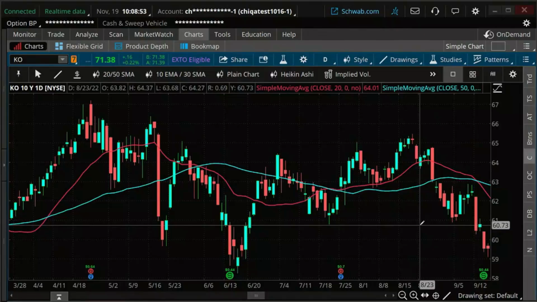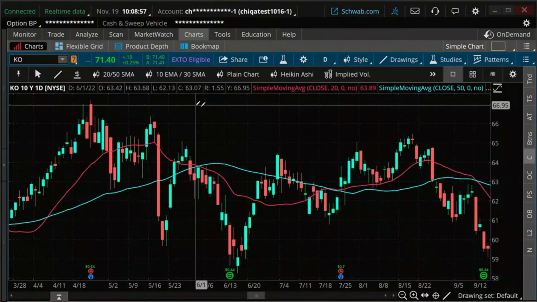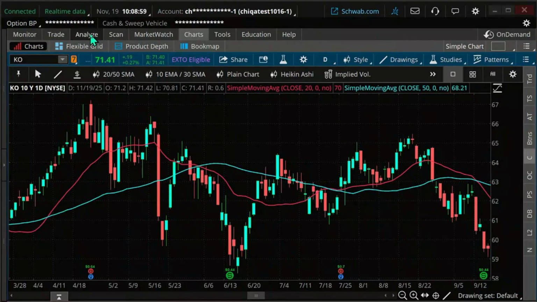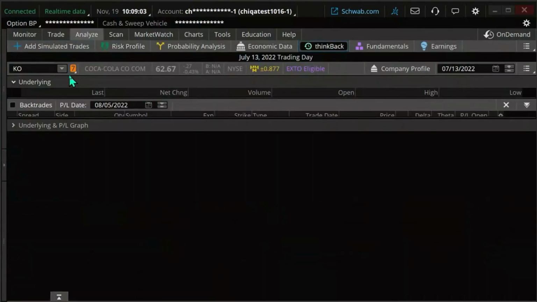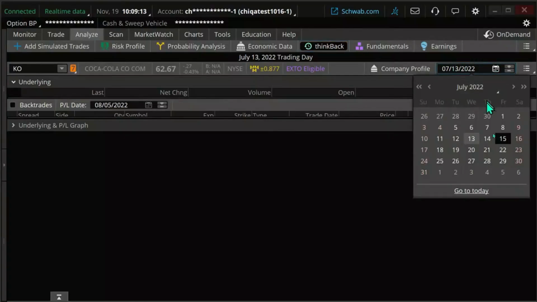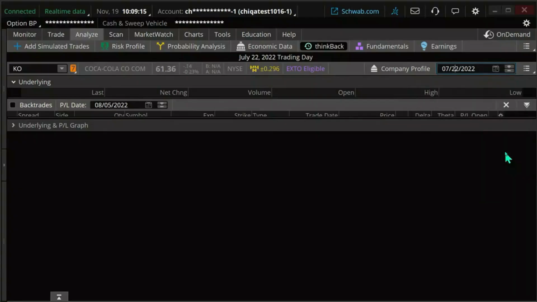What about options? Well, what I can do for options is, first thing, I can go to the Analyze tab. I can go to Thinkback. I can go to the stock I'm looking at, Coke, and I can go back in time. And I can go back here and I can go to 7/22/2022.